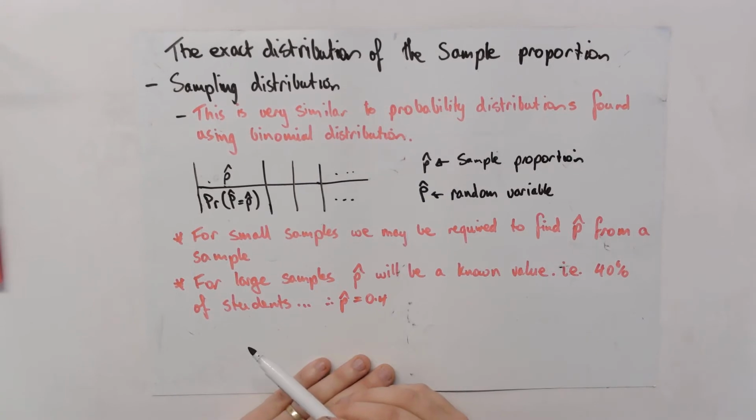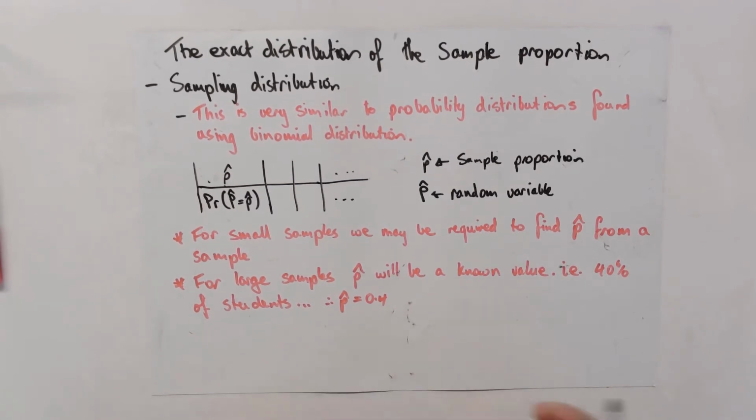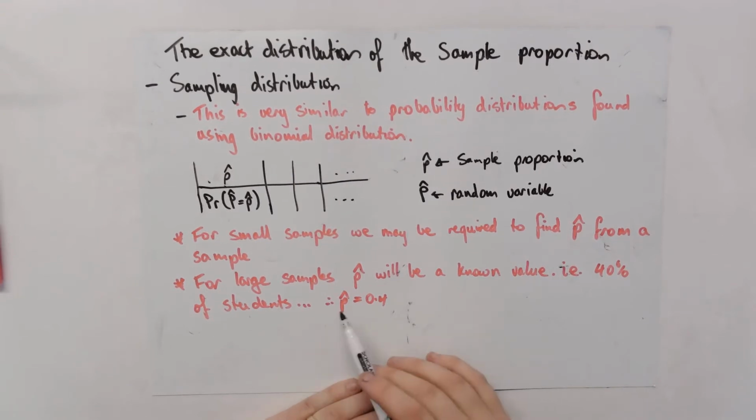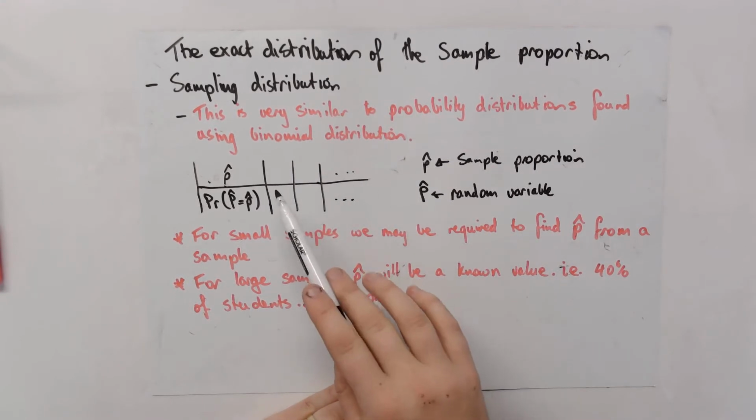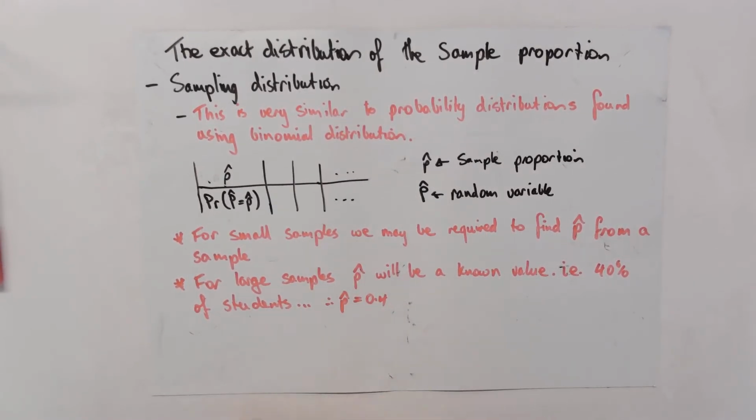For large samples, however, p hat will be a known value. For example, if 40% of students like eating chocolate, then p hat is going to be 0.4. That becomes our probability when we're doing our binomial distribution. So this part is pretty straightforward, because we've seen it before, more or less, as binomial.